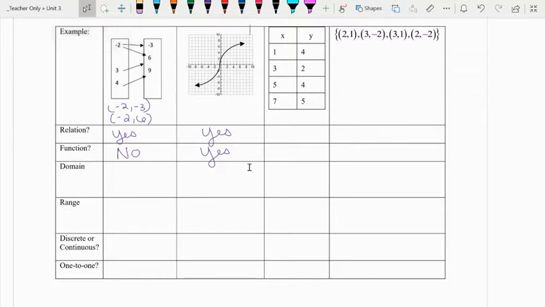Then we get to the next one. This is just an XY chart. If you look at the x's, there are no repeats, which means yes, this is a function. And again, XY chart, meaning these are points, meaning this is a relation. Next one, we just have a whole bunch of points, which again means it is a relation. Looking at our x values, we have 2, 3, 3, 2, which means multiple things are repeating. So this is not a function.